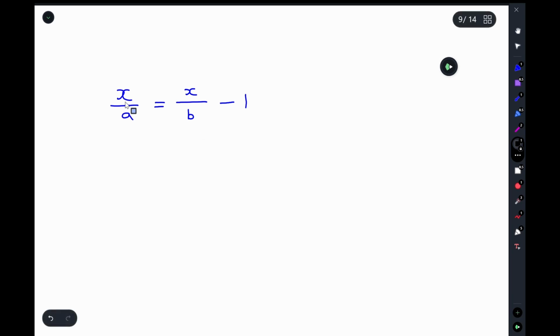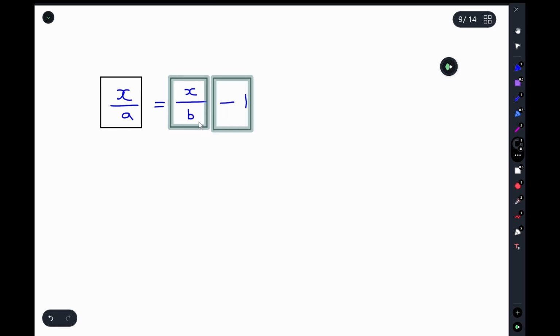Today I want to make x the subject of the formula in this equation here. x divided by a is equal to x divided by b minus 1. The first thing we do is count our terms. 1, 2, and 3. So we have 3 terms.